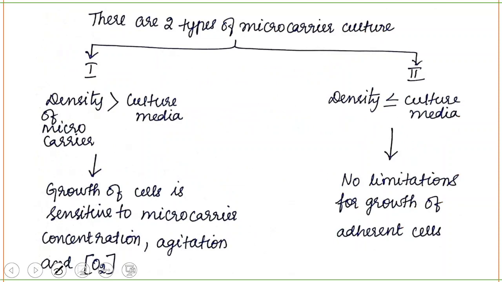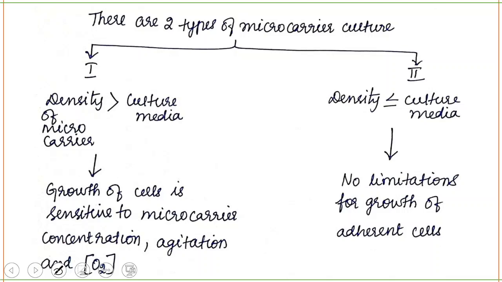So there are two types of microcarrier culture, type 1 and type 2. In type 1, the density of the microcarrier is greater than the culture media. So the culture media will float, and the density of the microcarrier is more, so they will sink. Growth of the cells is sensitive to microcarrier concentration, agitation and oxygen.